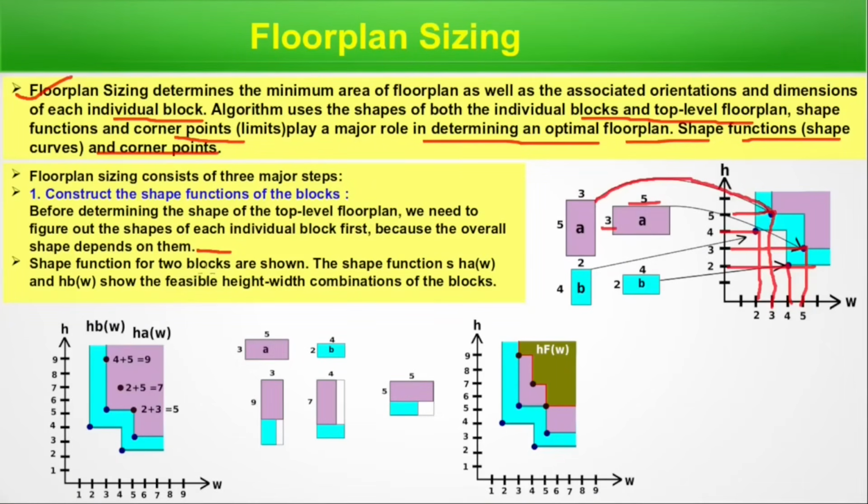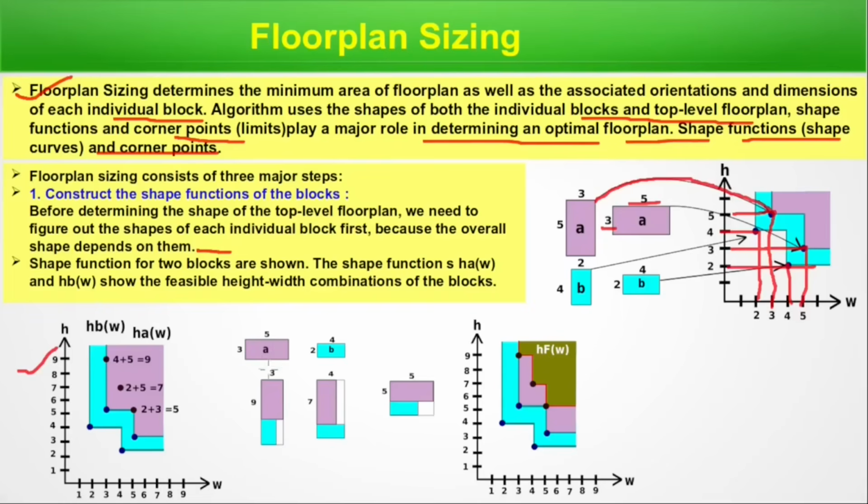Now the shape functions for the two blocks are shown. The shape functions HA(W) and HB(W) show the feasible height and width combinations of the blocks. Now what are the feasible solutions? In the next slide we will see we can arrange it in two ways. We can take the vertical approach and we can take the horizontal approach. This is the vertical approach, where we place the blocks in an up and down manner, not side by side, not in a horizontal manner.